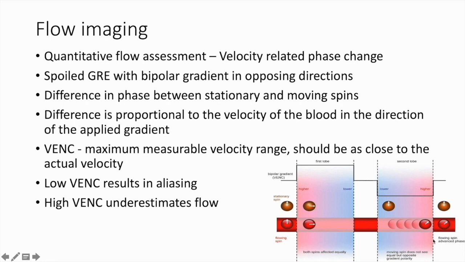Venc is the parameter used in this sequence, which denotes the maximum measurable velocity range. It should be as close to the actual velocity as possible for accurate measurements. An abnormally low Venc results in aliasing, while a very high Venc underestimates the flow.